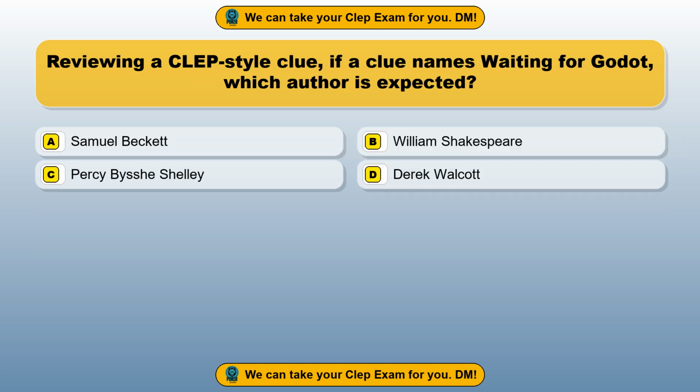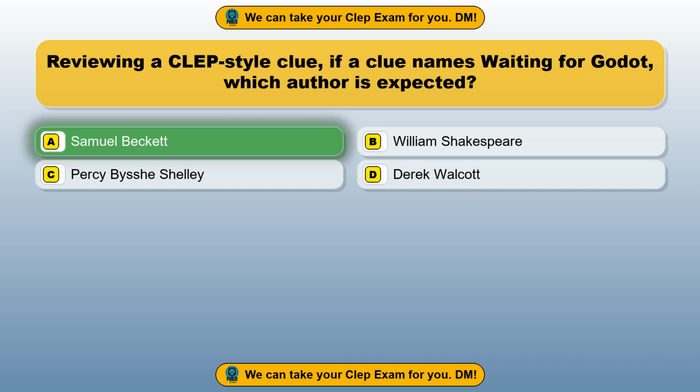Question 73. Reviewing a CLEP-style clue, if a clue names Waiting for Godot, which author is expected? Option A, Samuel Beckett. Option B, William Shakespeare. Option C, Percy Bysshe Shelley. Option D, Derek Walcott. The correct answer is option A, Samuel Beckett.